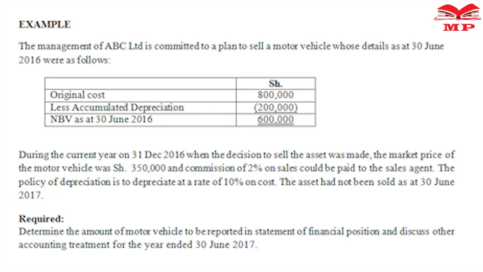That's okay. So that means we need to compute depreciation for the first 6 months, so that we are able to determine the carrying amount at the reporting date. Then we have been told to determine the figure to be reported in the statement of financial position, which definitely will be the lower of, and that figure will be reported as a current asset in the statement of financial position.